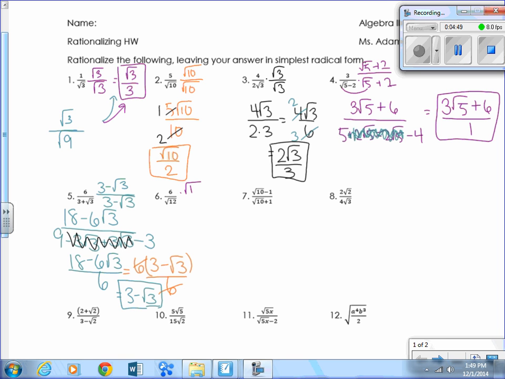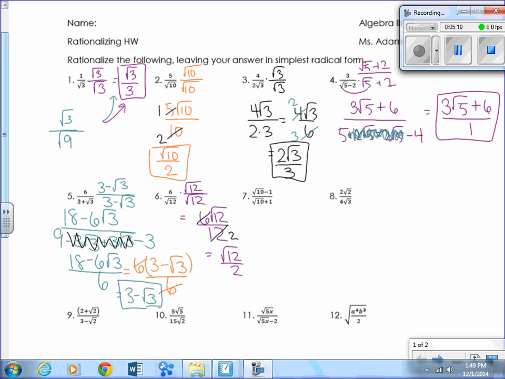Number 6 is just going to be the square root of 12 over the square root of 12. So that'll give me 6 times the square root of 12 over 12. But you simplify, because 6 goes into both of those. So your final answer is the square root of 12 over 2.